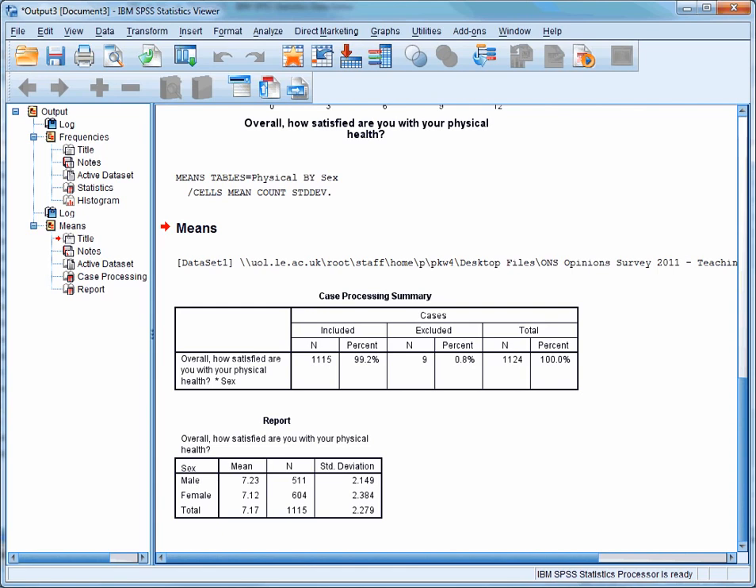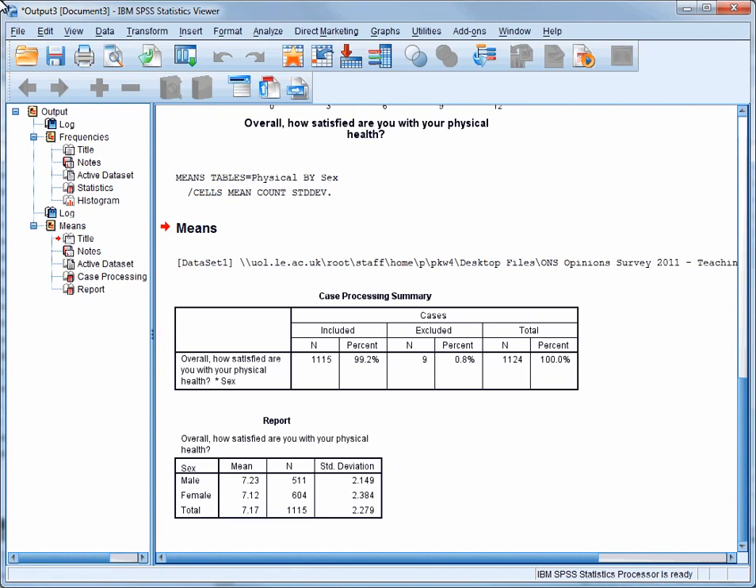deviations. If we look at the means first, we can see that there's very little difference between males and females. The mean satisfaction level for males is 7.23, and the mean for females is 7.12. We have to bear in mind that the scale only goes from 0 to 10, but even so this is a very small difference between the sexes. So looking at the mean alone doesn't provide strong evidence that men and women are very different in terms of their satisfaction with their physical health.